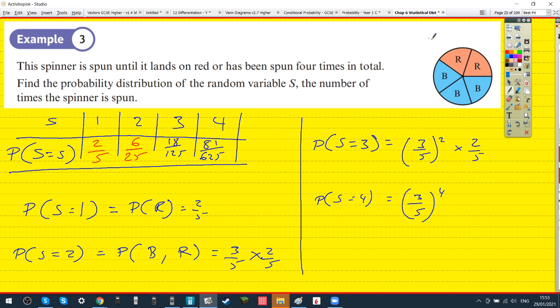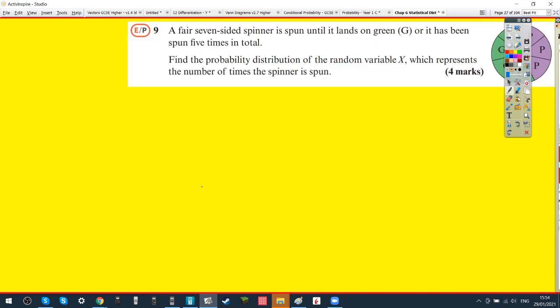Andrey, what else could you get on the fourth spin? BBBR. Correct. That would also be 4 spins. And so the long way of doing this would be 3/5 to the 4 plus what? 3/5 to the 3 and then times 2/5. Yeah. Or the easy way would be 1 minus 1, 2, 3. Great. Okay. All right, let's try this one.